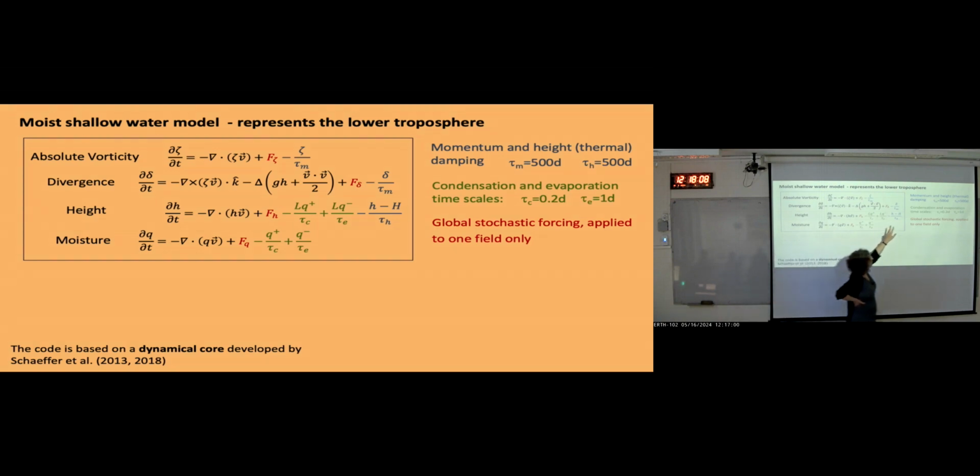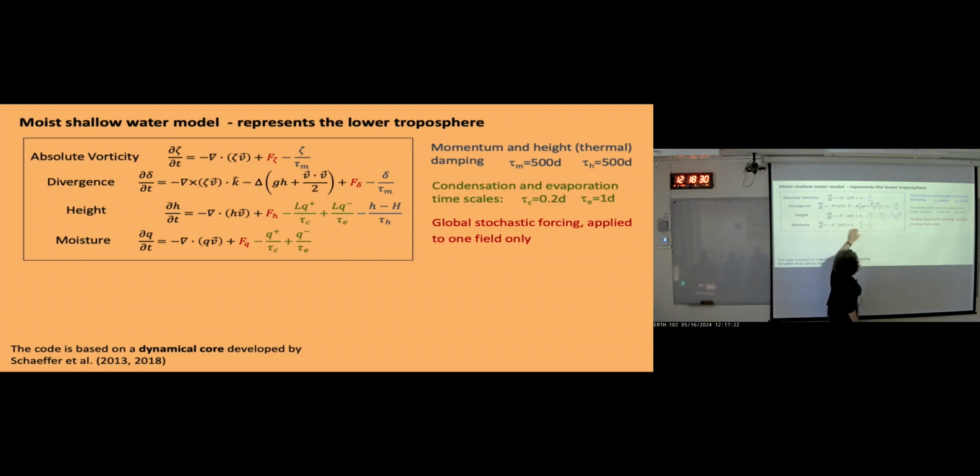What we have is momentum damping here with a very long time scale. And we have thermal damping. It could be considered thermal damping, a damping on height with very long time scales of 500 days. And we have different evaporation and condensation time scales. We've played around with this.